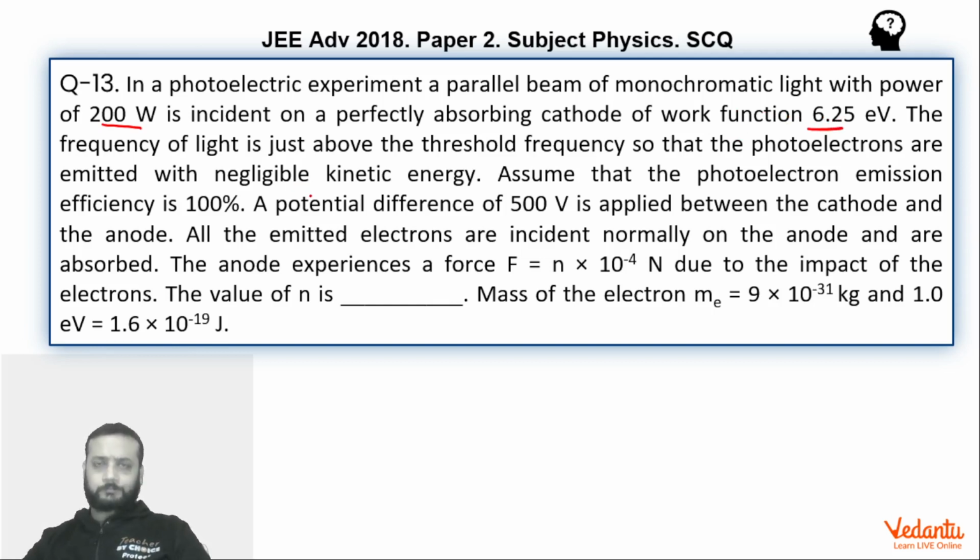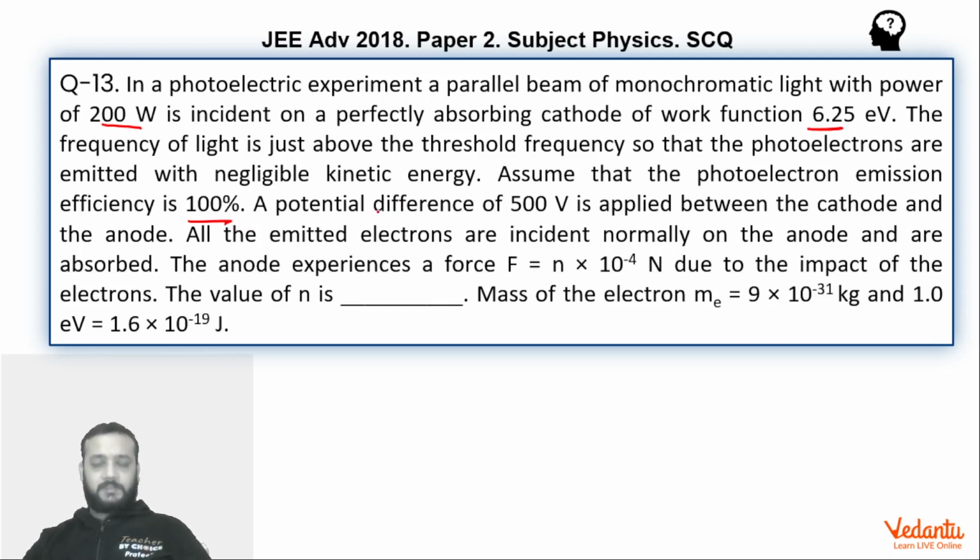Now, it is said that efficiency is 100%. That means all the photons which are incident, each photon will cause photoelectric emission. So number of photons incident will be equal to number of electrons emitted from the cathode.